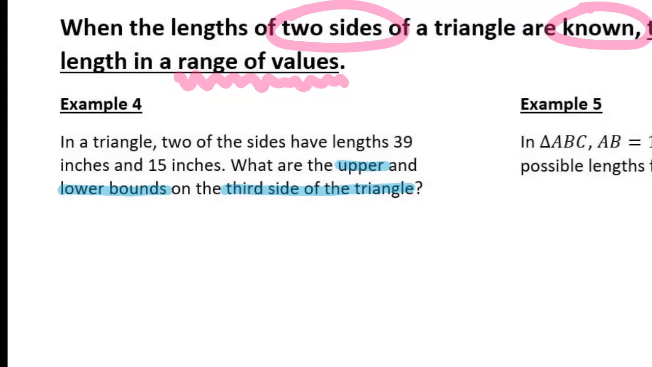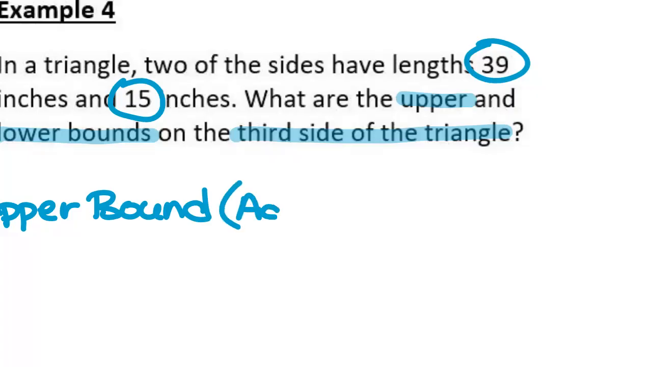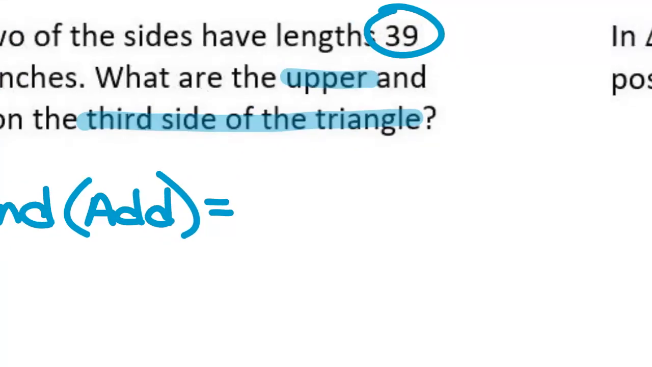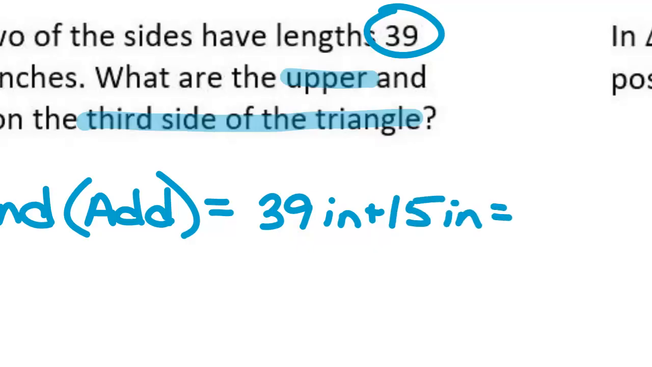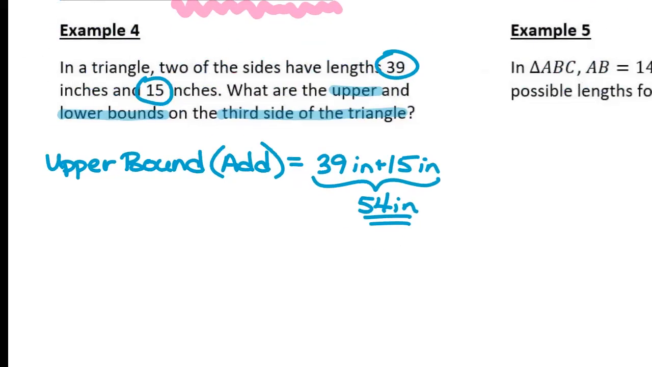Here in example 4, I have two sides of a triangle that are 39 inches and 15 inches. To find the upper bound, we are going to add. So I'm going to take my two sides, 39 and 15, and add them together. What is 39 plus 15? 54. So that's my upper bound.